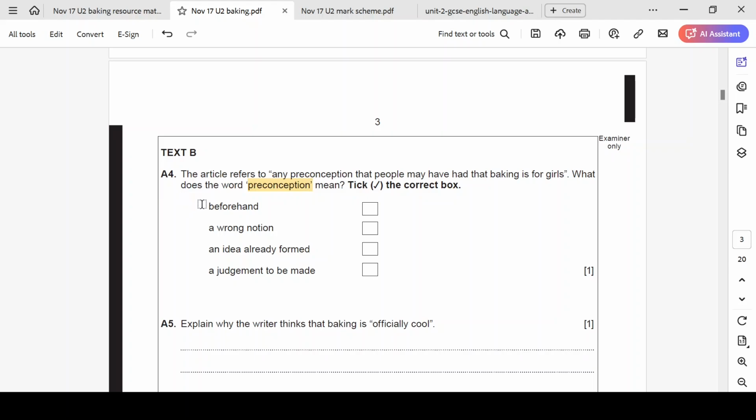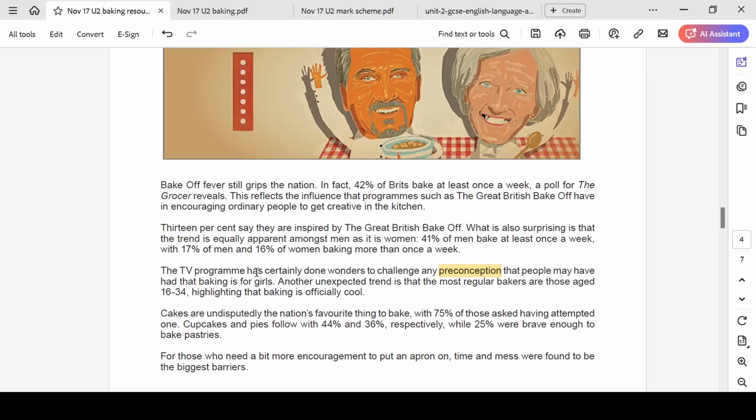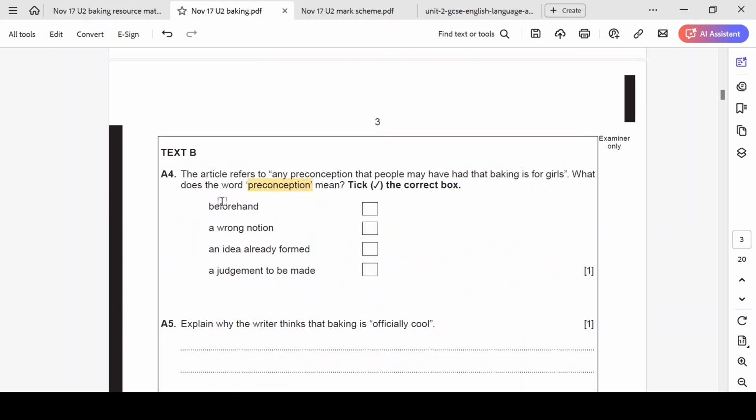So if I think about the word preconception in this context, where it's talking about challenging something that people may have had, we're talking about something which has already been formed, isn't it? An idea that's already been there. So that could be beforehand, something that's already existing beforehand. A lot of preconceptions are wrong, so it could be that. It certainly is something that's been formed in the past. A judgment to be made, yeah, preconceptions are judgments.